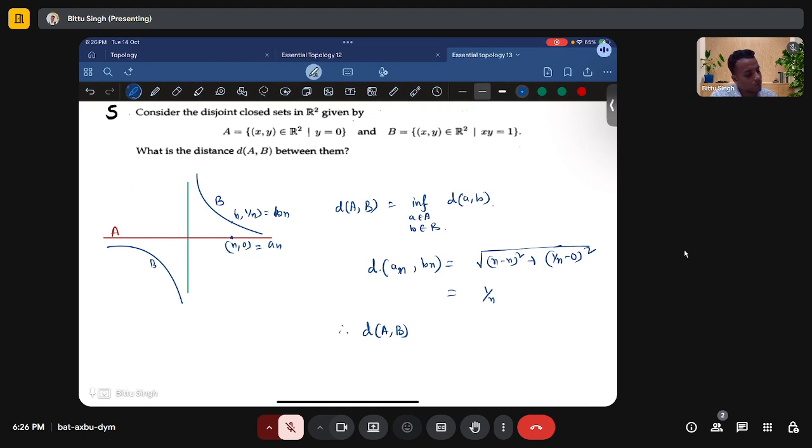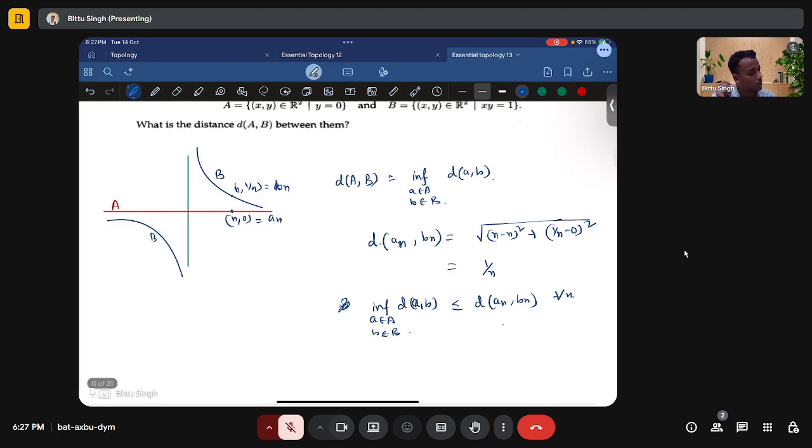Because the infimum is always less than or equal to d(A_n, B_n). Infimum d(A,B) is less than or equal to d(A_n, B_n) for all n, which is equal to 1 by n. So this is less than or equal to 1 by n for all n. That means this one is 0. The infimum, that is the same as the distance from A to B, is 0.